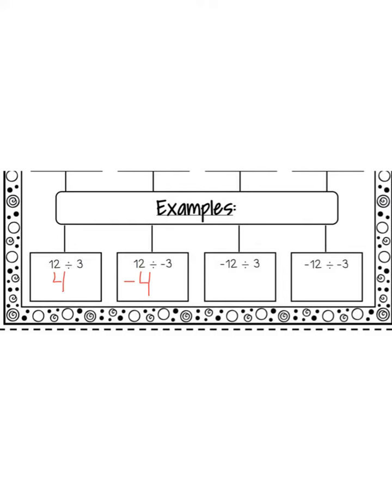Now the next one, we have a negative divided by a positive, which means the answer has to be negative. And there's also an odd number of negatives, so my answer is negative 4. Now for this last one, we have two negatives. So a negative divided by a negative, which is a positive, and it's an even number of negatives, so we know it has to be positive. And the answer is 4.